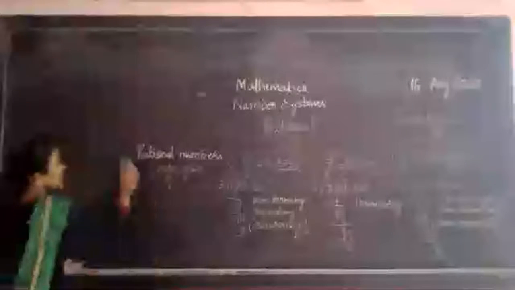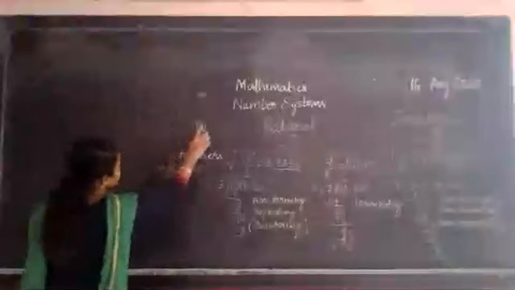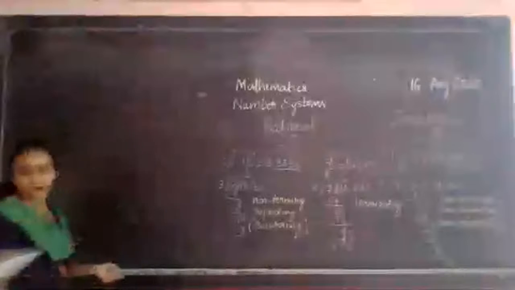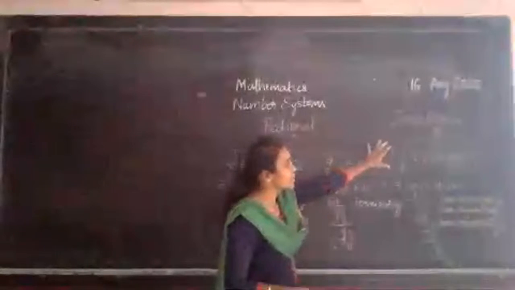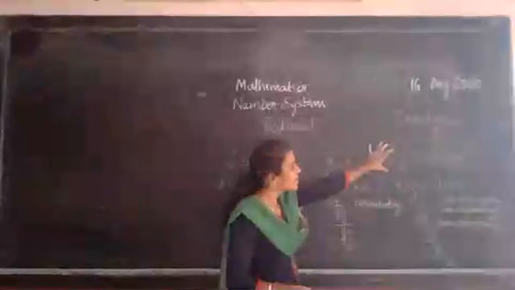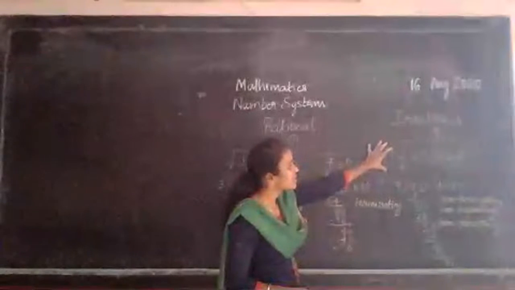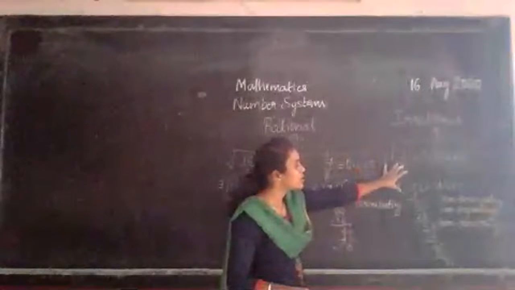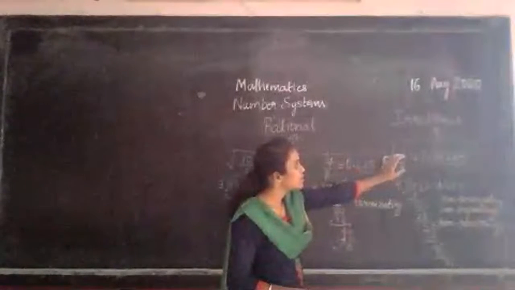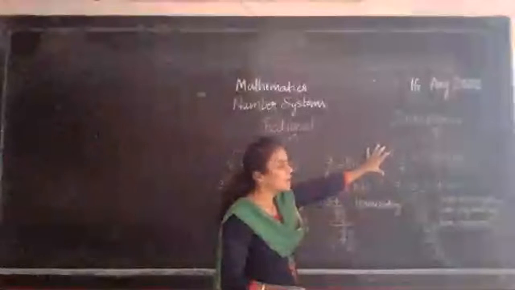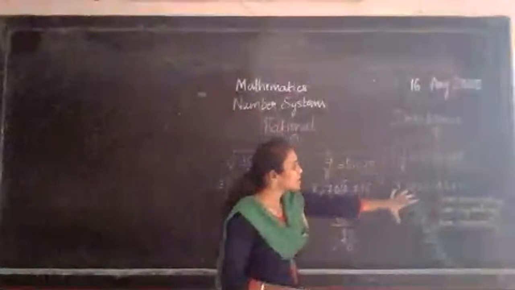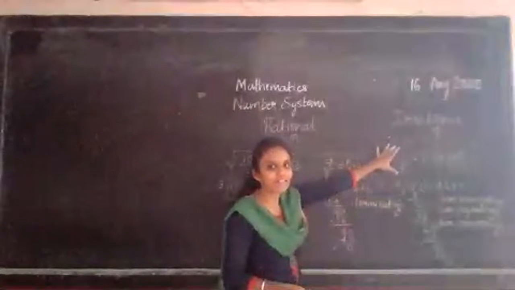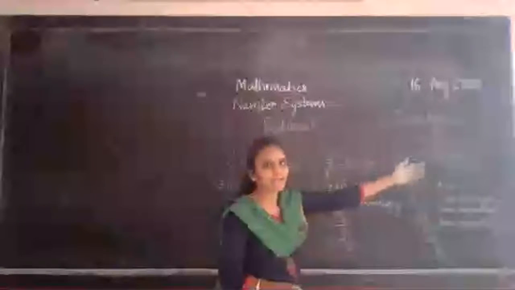Now, how to represent these numbers? See, in this irrational number, even if you have written it in the form of p by q, I am telling you this particular concept belongs to the irrational number. I will answer this question in the next class.